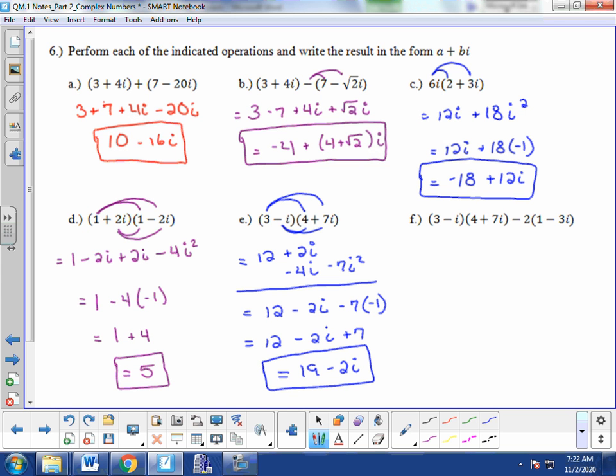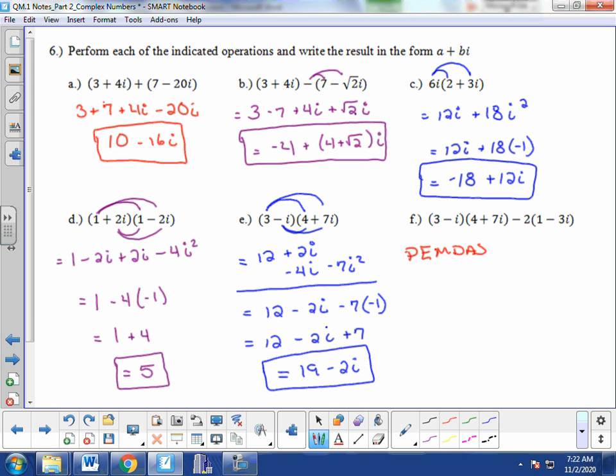And there we have our complex number. Now, in F, we have a lot more going on here. We have some multiplication we can see in there. We also have some subtraction. Remember, this is simplifying, so we have to follow the order of operations. So the order of operations says to work inside parentheses first.